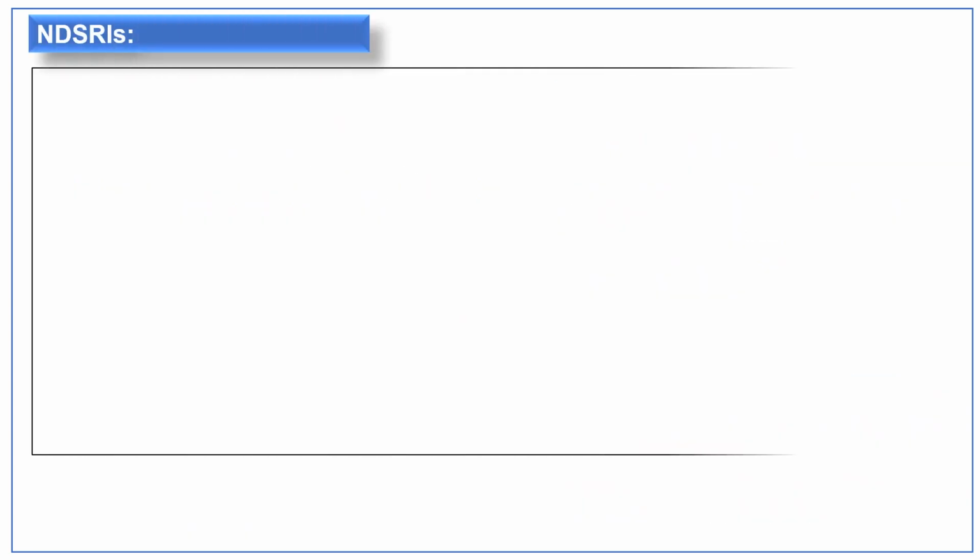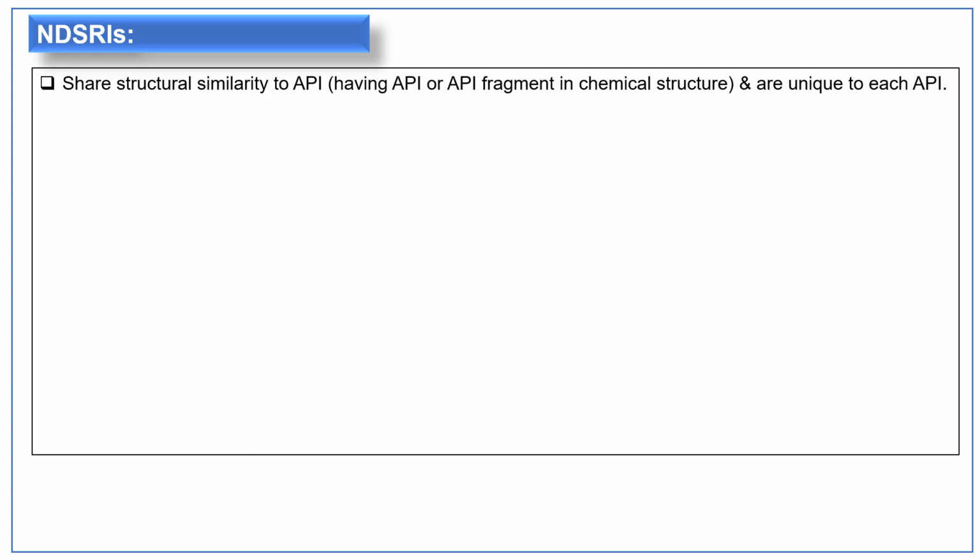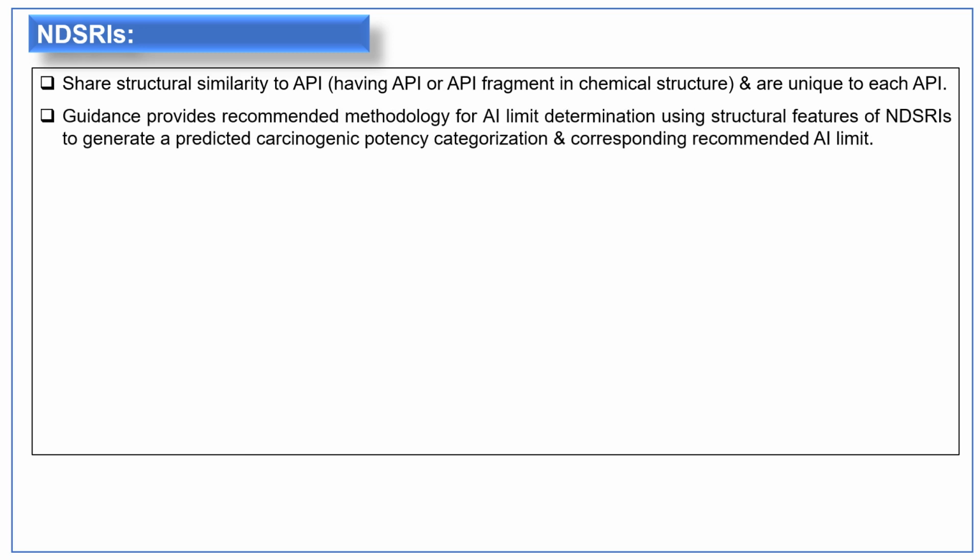So at the beginning we have seen what nitrosamine drug substance related impurities are. They share a structural similarity to the API, having the API or an API fragment in the chemical structure, and are unique to each API. So this guidance provides a recommended methodology for determining the acceptable intake limit using the structural features, right? Based on the structural features, a predicted carcinogenic potency categorization is determined and a corresponding AI limit has been determined for each of the NDSRIs.